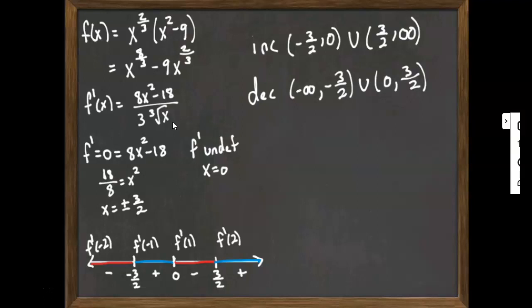And now we need to look at our relative maxes and mins. So here we have it decreasing and then increasing at negative 3/2. Now remember, the function has to be defined there. So if we can evaluate f of negative 3/2, and it turns out we can, again into the original function, not the derivative, we get that that's negative 8.85. And so that's going to be a relative min because it was decreasing and then it's increasing.